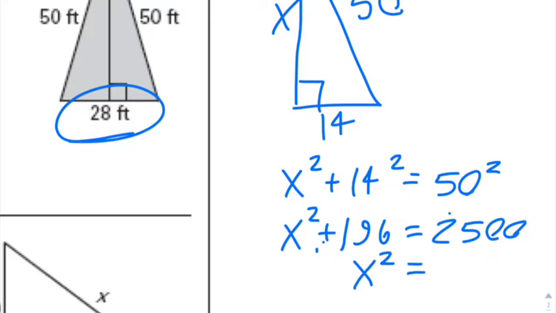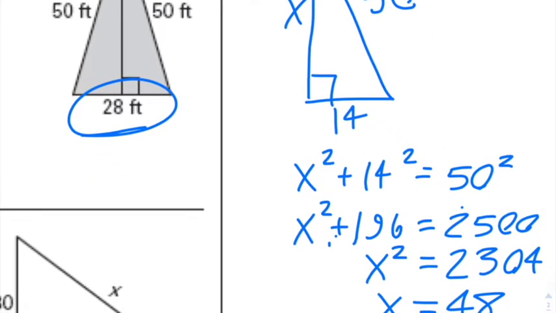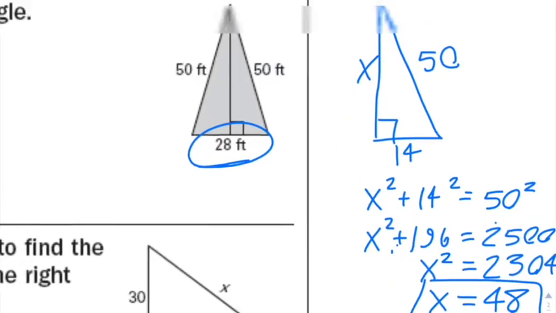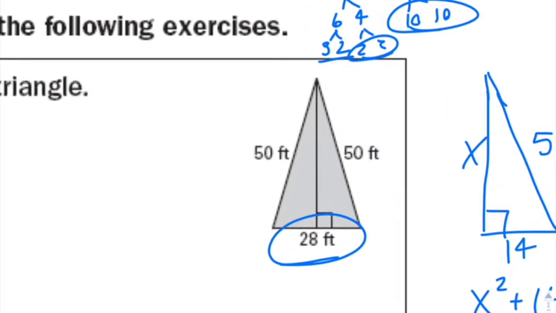Subtract 196 from both sides. That'll get you 2304. That actually comes out as a perfect square, and that'll be 48 for the height. And we're not done there. We're going to need to take that 48 and use it as our height for the triangle to find the area.